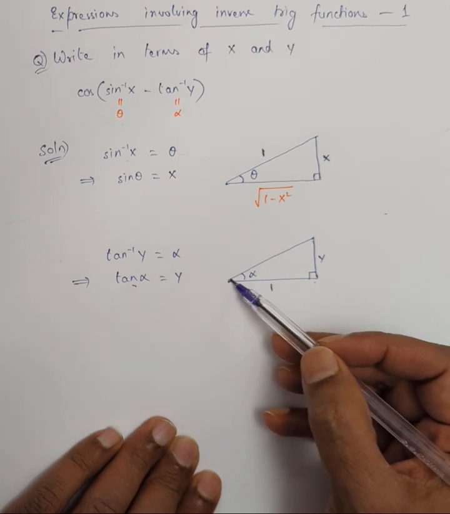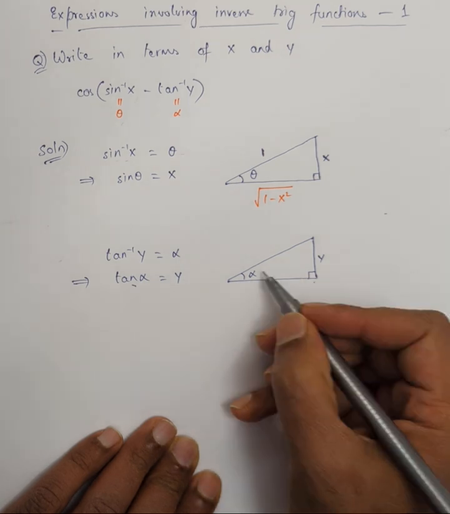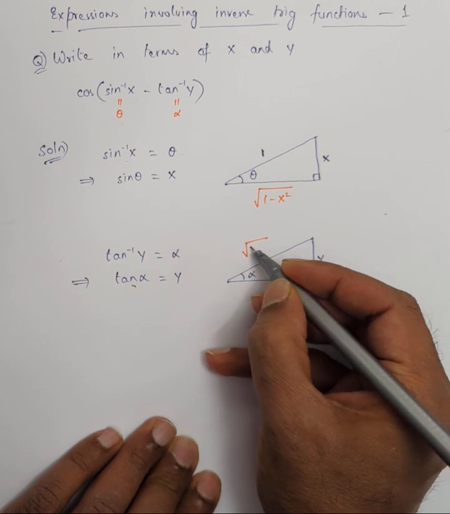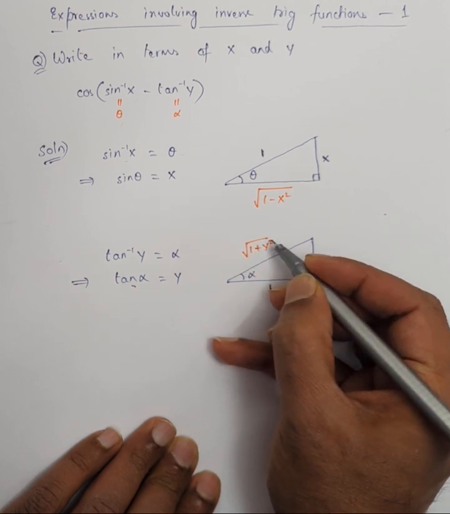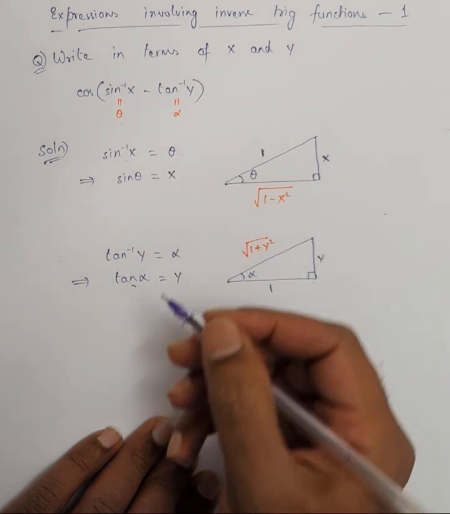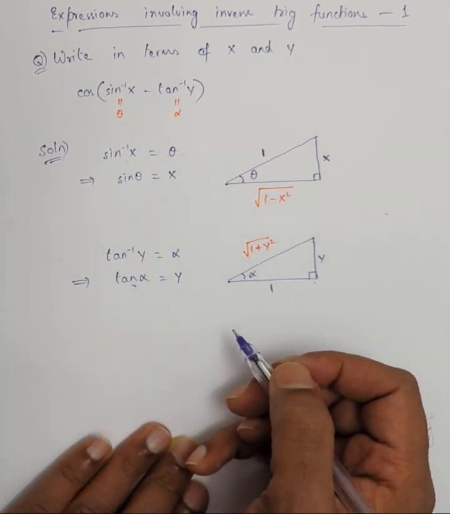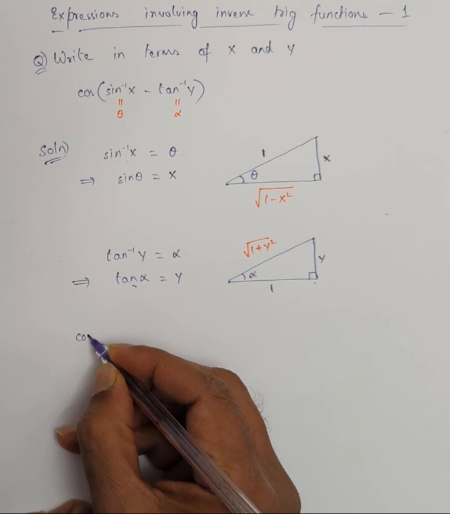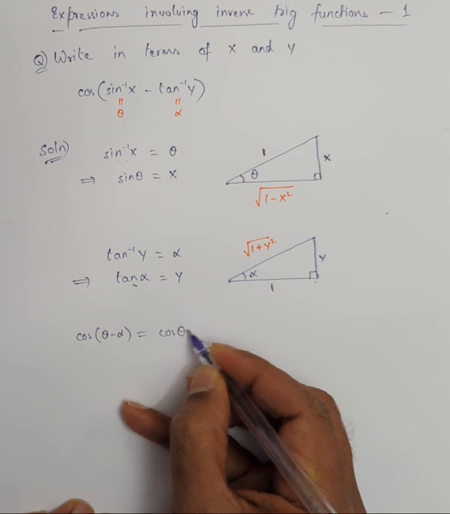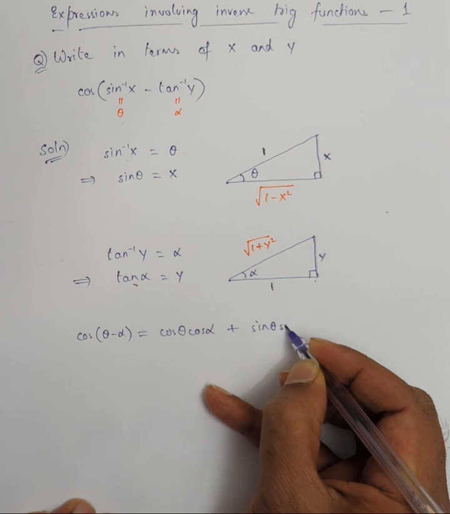And then we'll have to figure out the third side, which is the hypotenuse in this case. Again, using Pythagorean theorem, we will square this, square that, and add, and then take square root. So it's going to be square root of 1 plus y square. So this is what we have. So now, notice we got to find out cos of theta minus alpha. And now we will recall cos of theta minus alpha is cos theta cos alpha plus sine theta sine alpha.